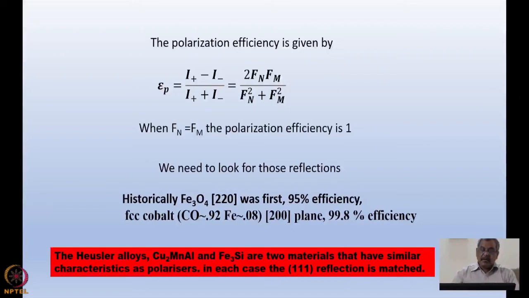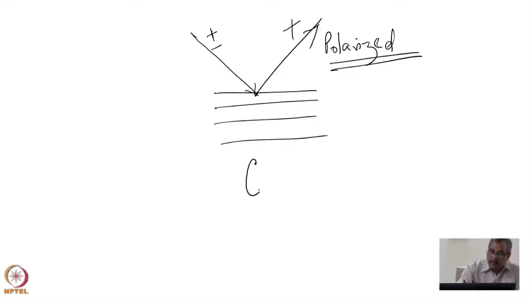And historically, Fe3O4 220 was the first reflection used for polarization. The polarization efficiency was not too high, it was 95%. FCC cobalt gives very good polarization, but I must mention that this is Co, with a small o. This is not carbonate, this is Co, sorry for this, it's cobalt.